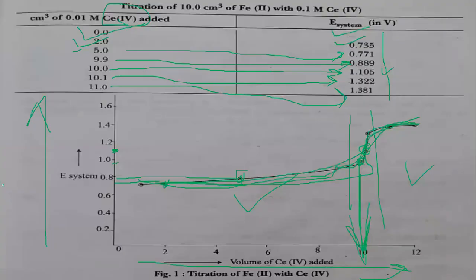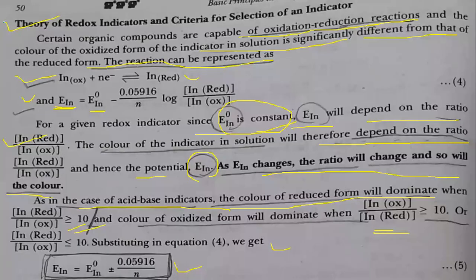This is the graph which we have studied in the last lecture. This is the titration curve for the Fe2+ versus Ce4+, and this is the one electron system. After this we are starting the theory of redox indicator.